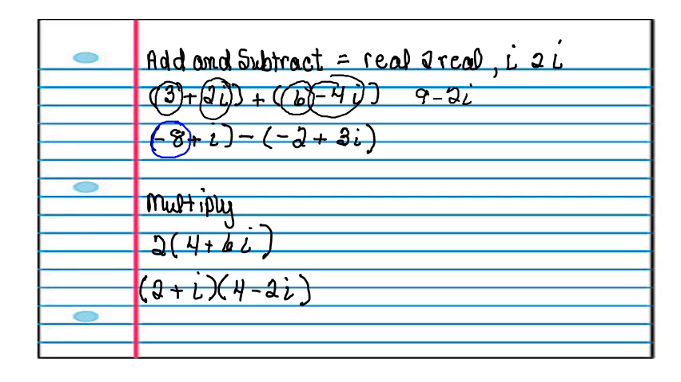Same thing happens with subtraction. What you have to remember is that it's not plus, and that this negative is really changing the signs of everybody else. So our first part with the real numbers, we have a -8 minus a -2, which gives us a -6. Fun integer stuff. Just be careful there. And 1i take away a 3i would give us a -2i.